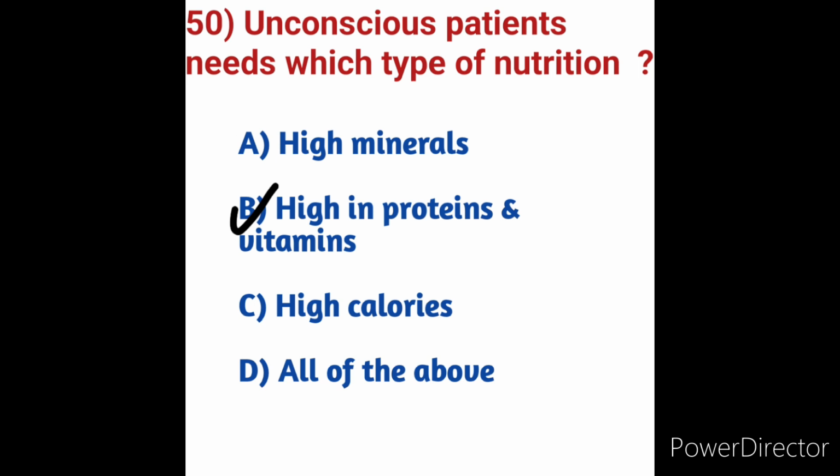Here the extra protein, if you have certain health problems, means you need extra protein also. So here the people who are losing weight and physically malnourished need to get a high protein diet and high vitamin diet. So here in this option, option B is the correct answer.